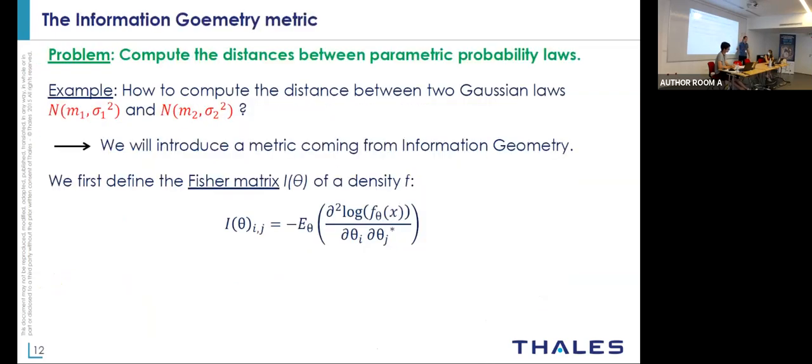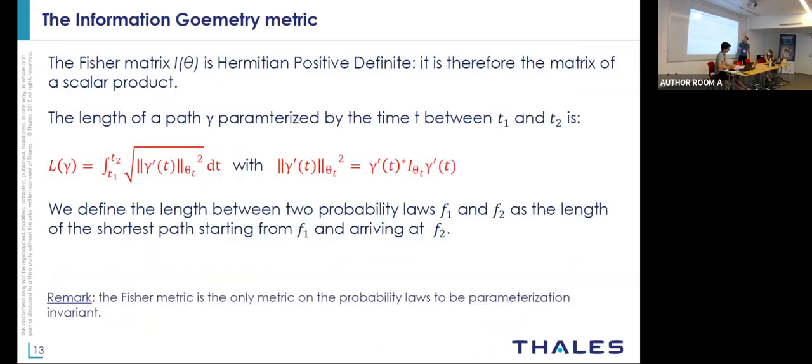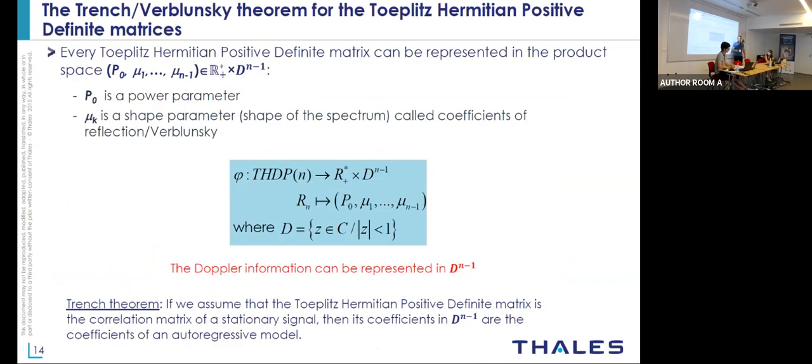I will skip the slide about the information geometry metric. In fact, there is another representation space, equivalent to the space of Toeplitz covariance matrices, which is a product space of a positive real number and a product of complex unit disks. The first number is the average quadratic power, and the coefficients in the complex unit disk are called reflection coefficients, and they are related to the coefficients of the autoregressive model.